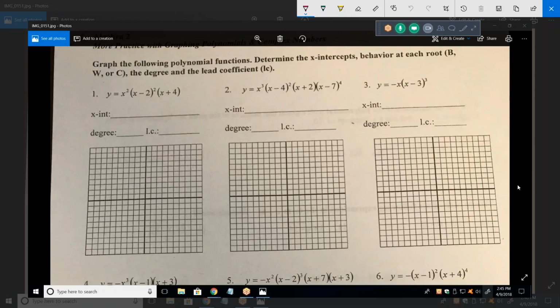Let's start with the x-intercepts and multiplicities. So it'd be 0, 4. Well, hold on. Multiplicity of the 0, 3. And then multiplicity of the 4, 2. Then minus 2 with multiplicity of 1. And then 7 with multiplicity 4.